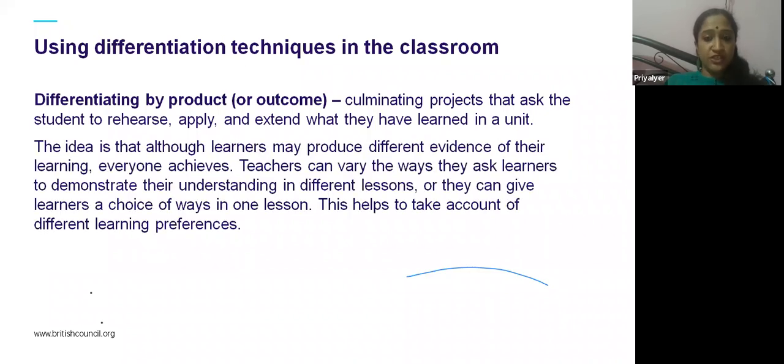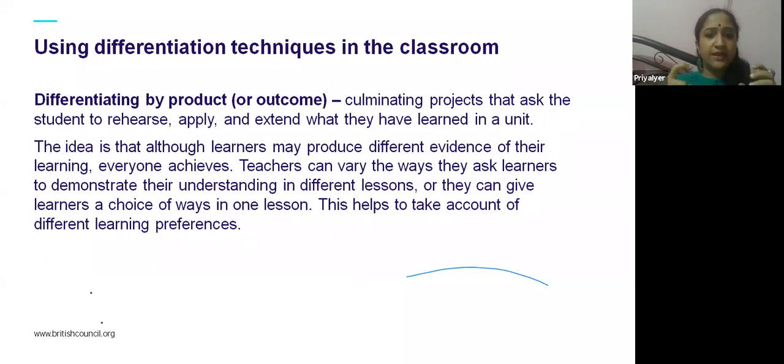So, culminating projects that ask the students to rehearse, apply, and extend what they've learned in a unit or a lesson. The idea is that although learners may produce different evidence of their learning, everyone achieves. Teachers can vary the ways they ask learners to demonstrate their understanding in different lessons, or they can give learners a choice of ways in one lesson. This helps you take into account different learning preferences.